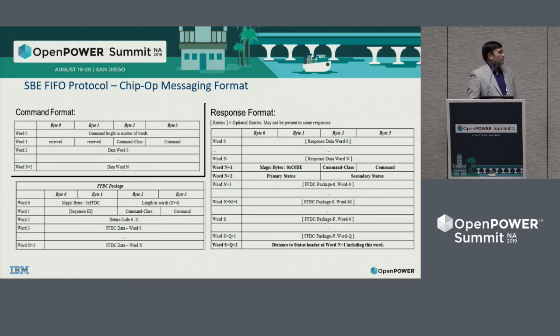And each FFDC package itself would blow up into something like this. So you have unique codes coming back. You have a primary response code and secondary response code and specific data. So this is like a template protocol, and based on the commands to be supported, it gets architected. So I think there is a spec, an SBE-side FIFO spec, which details each and every command supported. And that's going to be available in open source pretty shortly.